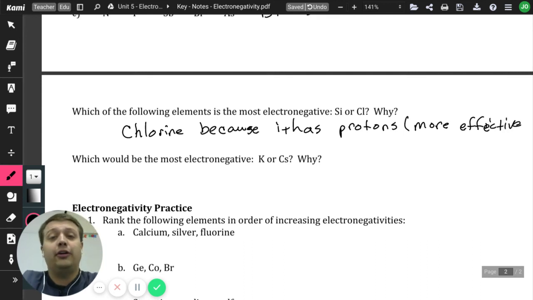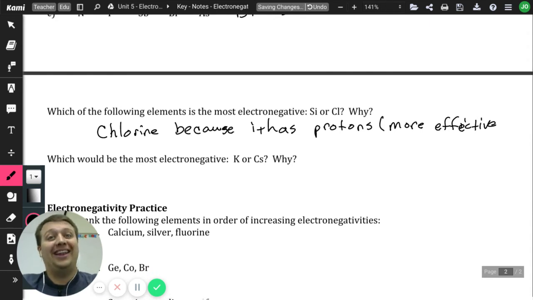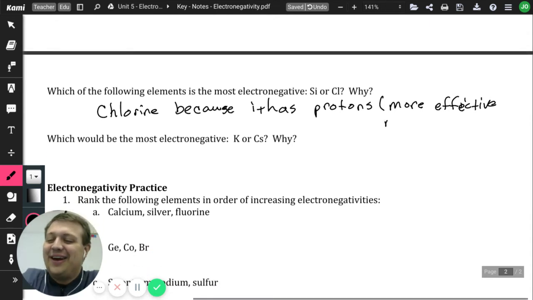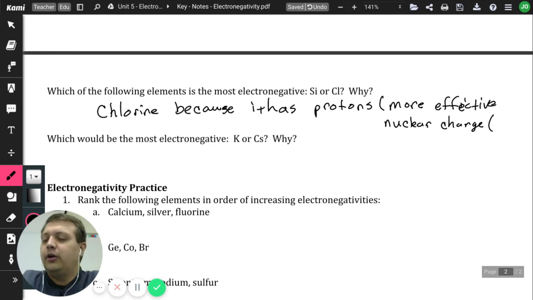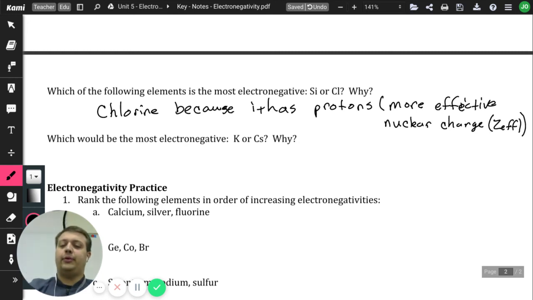Effective. I'm apparently struggling spelling things today. So effective nuclear charge, which is again that pull from the nucleus. And we call that Zeff. Okay? So the reason that chlorine has a higher electronegativity is because it has more protons, and it's on that same energy level. And so since it's got more protons and is on the same energy level, it's going to have more effective nuclear charge, so it's going to have more pull from the nucleus.